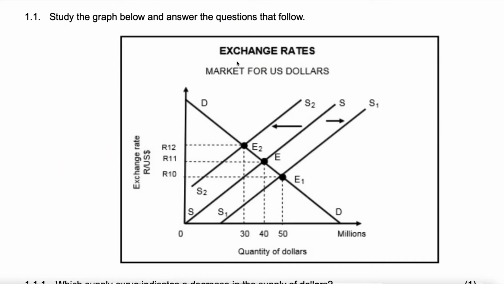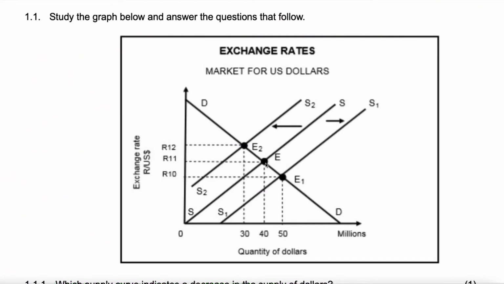So as we study the graph, what do we see? We see exchange rate. Yes, we know what this is. The rate at which one currency can be traded for another. So in this case, it is the rate at which rands are traded for dollars, or the other way around, dollars traded for rands. Now this is the exchange rate.